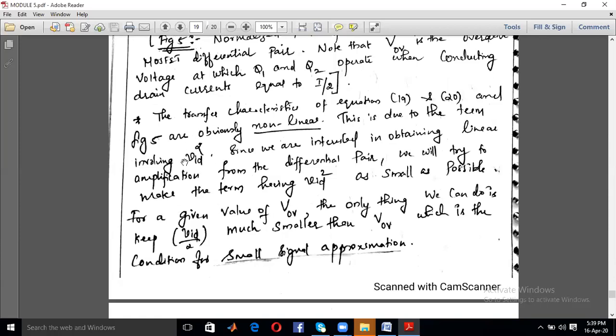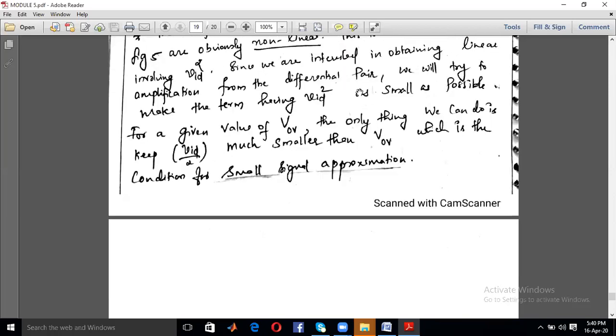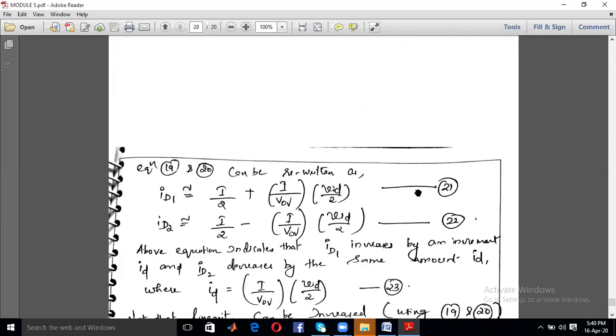Why is it non-linear? Because of this term. So this term we have to neglect, or keep as small as possible, or you have to keep this VOV very much large, or VID by 2 very much smaller than VOV. This is known as small signal approximation. So from the larger signal we have approximated into a small signal. Why are you going for small signal approximation? Because you need your amplifier to work in a linear manner. To work in linear operation, you have to keep VID by 2 very much small when compared to VOV, so that the square term can be neglected. So when that square term is neglected, the previous two equations can be rewritten in this manner.